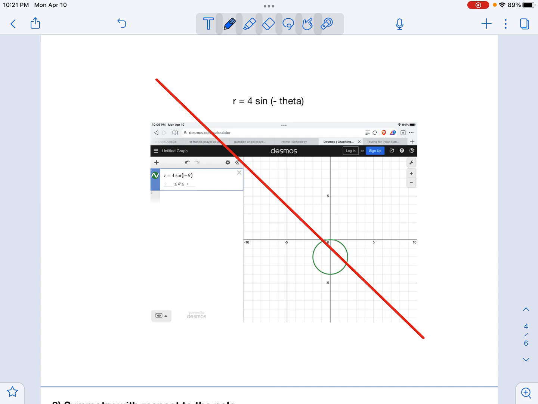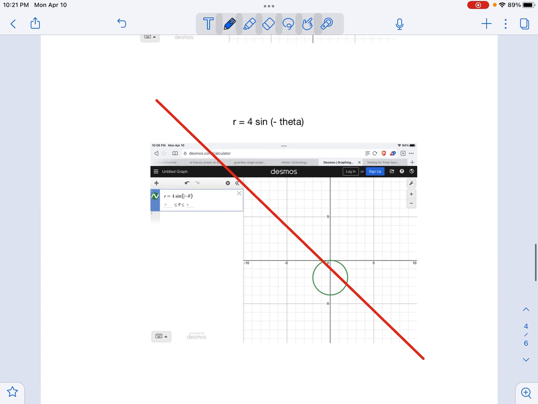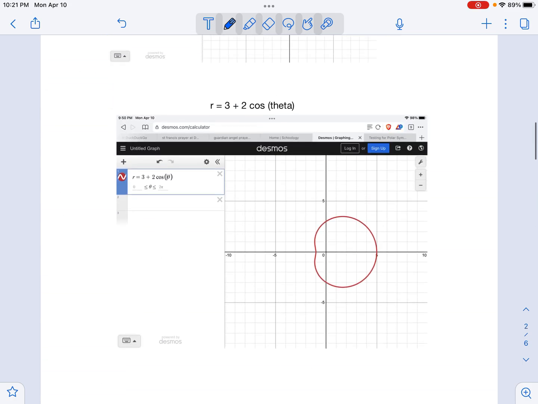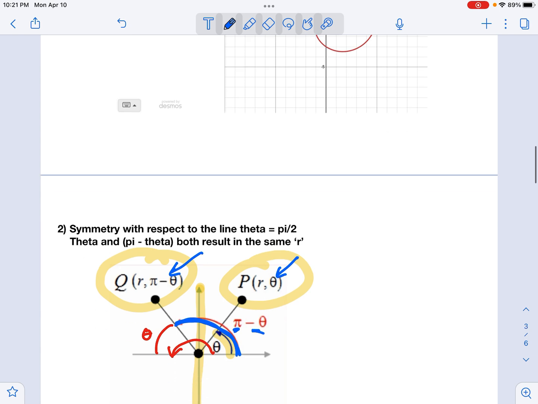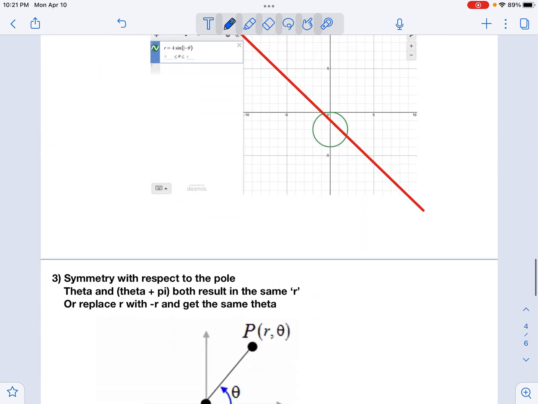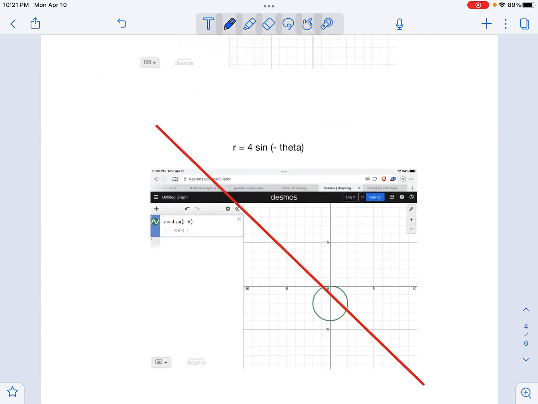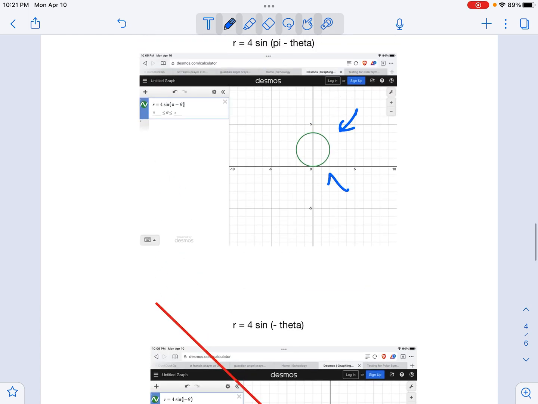Here I tried plugging in negative theta, which was our test for symmetry around the polar axis, right? That was our test up here. When I tried that for this function, 4 sine of negative theta, and plug that in, it looks like this. Although it's symmetric, you can see that this is not the same function as this.